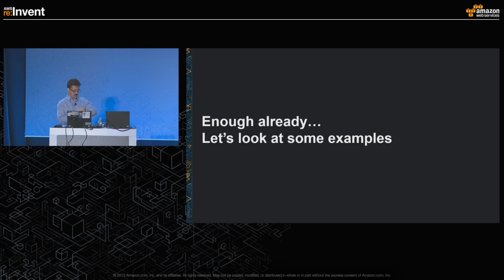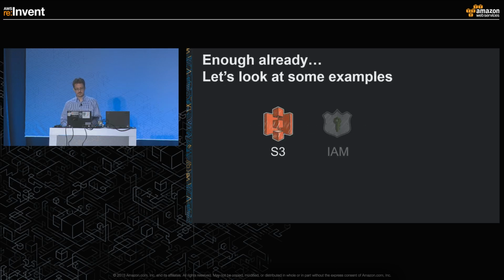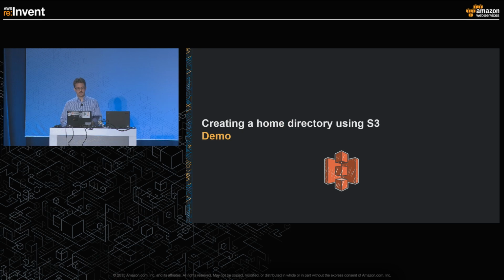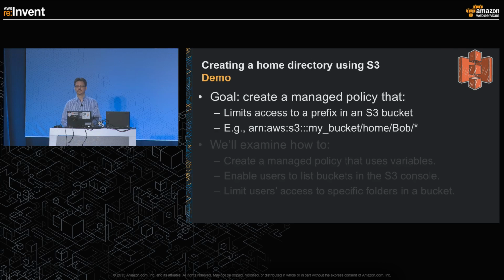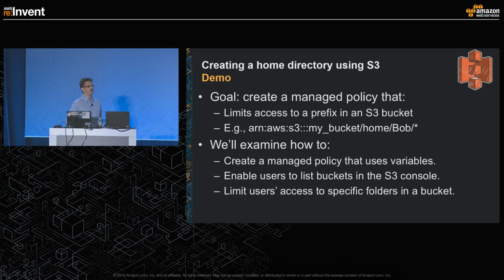Okay, so I've gone on, and let's look at all those examples that I promised. Specifically, we're going to look at S3, IAM, and EC2. So the first one that I get asked a lot about is creating a home directory using S3. So a lot of customers want to be able to allow their end users to use S3 sort of as a file storage service, kind of like document storage. But they may have hundreds, thousands of users, and of course, you're limited to the number of buckets you can create. So you can't create a bucket per user, right?